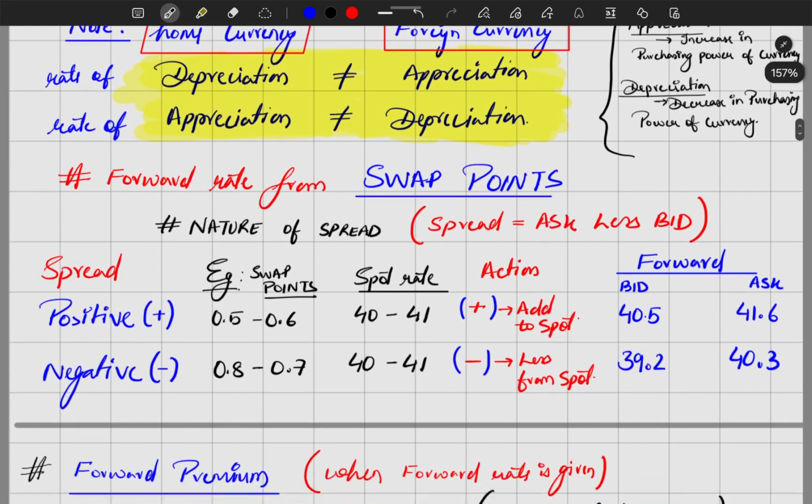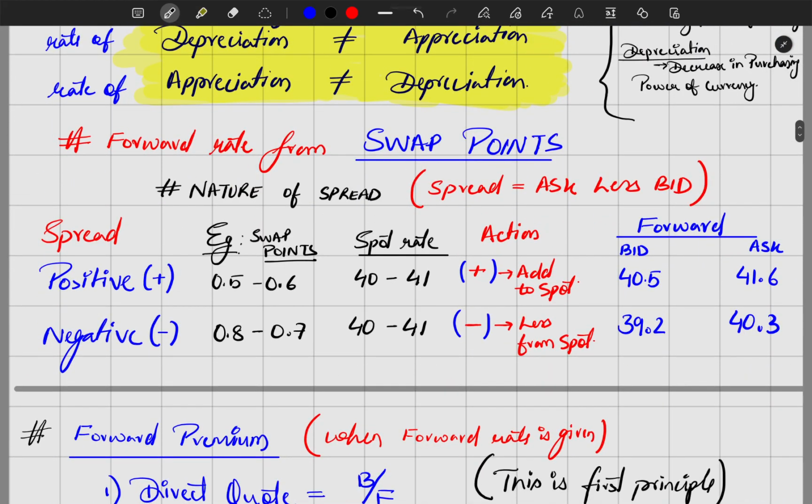Okay. Swap points. What is a swap point? Swap point means that you have been given a few points for both bid and ask, and there is a spread between the two. What do you mean by spread? Remember that the spread is the difference between the ask rate and the bid rate. And if the spread is positive, what do you interpret? If the spread is positive in a swap point, then you expect the foreign currency to appreciate and the home currency to depreciate, and vice versa for the opposite.